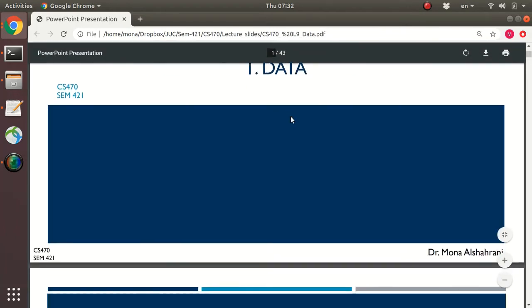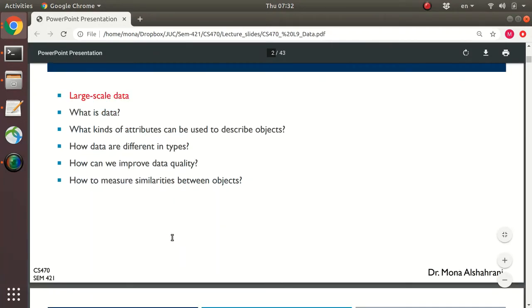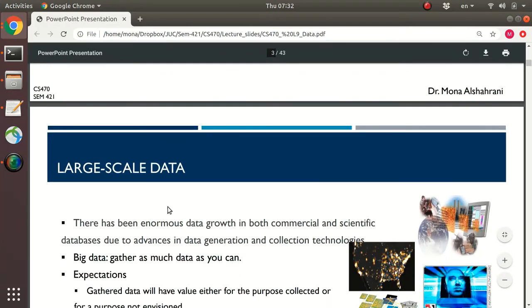So let's get started. This is the outline of our class for today. We will discuss large-scale data, and then we will define what data is, or what we mean by data. Then we will discuss different kinds of attributes that are used to describe objects, how objects differ in types, how we can improve data quality, and how to measure similarities between data objects.